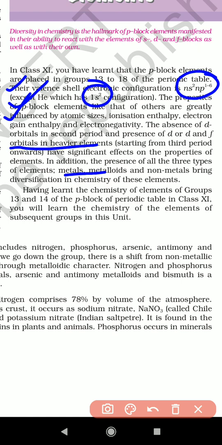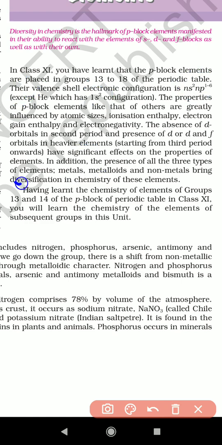So totally, under how many types are the elements classified? They are classified into three types. In groups 13 to 18, from the third period onwards, metals are present, metalloids are present, and non-metals are also present. Depending upon the significant properties, elements are classified into three types: metals, non-metals, and metalloids.